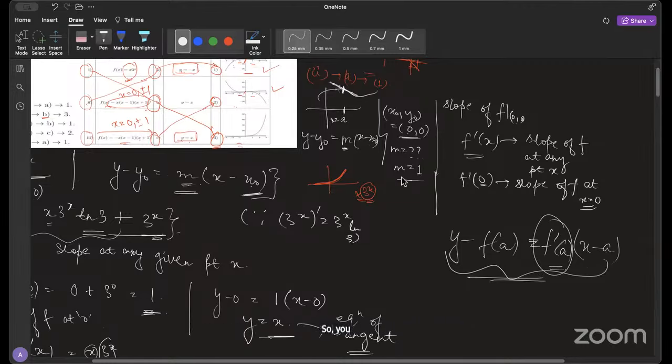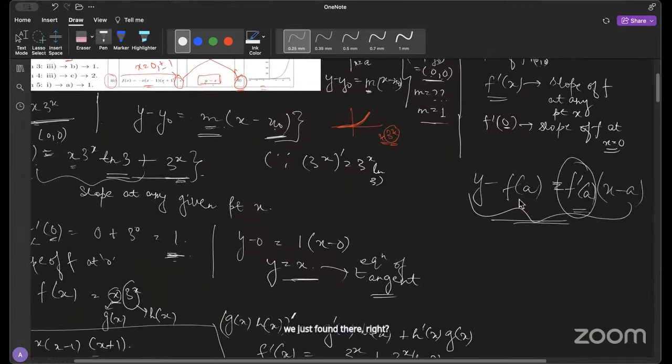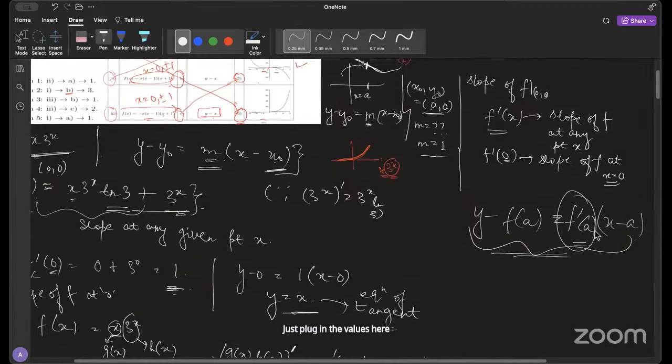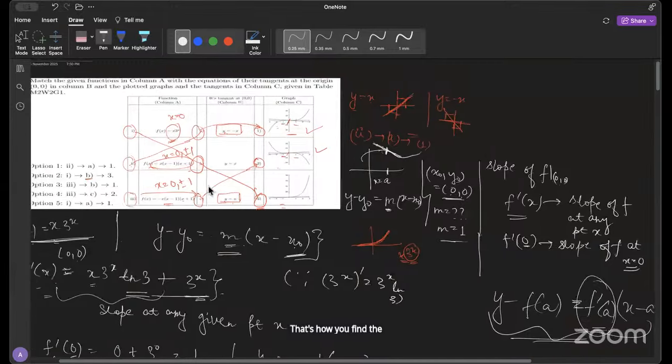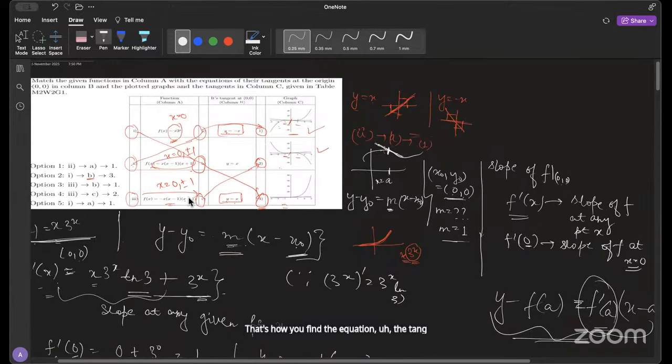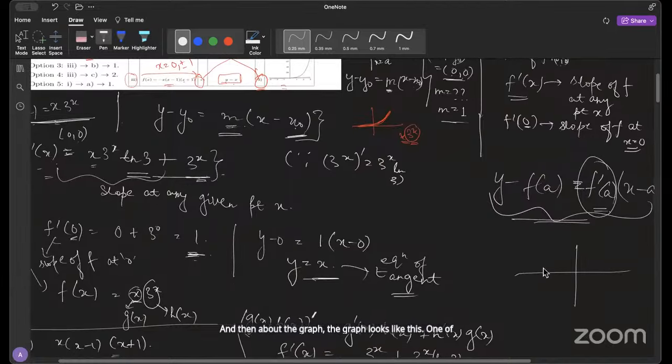So you have all the values here. The point is 0, 0, and the slope we just found here, right? You just plug in the values here. You'll find the equation of that line. That's how you find the tangent's equation in all these cases. And then the graph looks like this. One of the graphs.